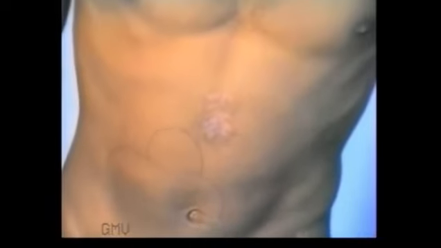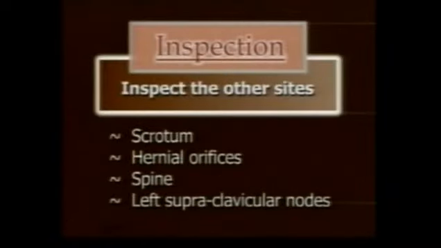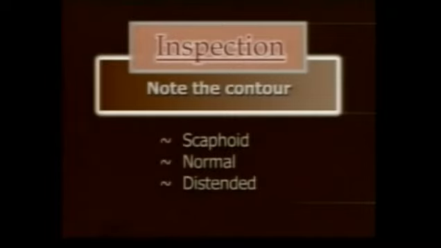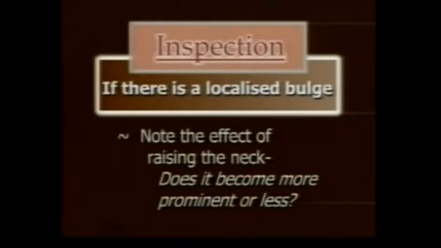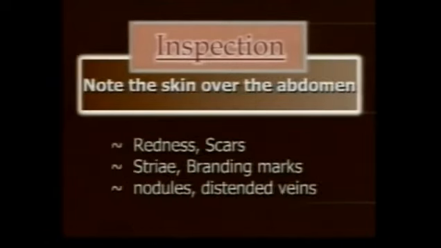This completes the inspection. Remember to inspect the 4 sides out of the abdomen: scrotum, hernial orifices, spine and the left supraclavicular lymph nodes. To revise, on inspection, note the contour of the abdomen, whether scaphoid, normal or distended. Look for a localized bulge, and if localized bulge is seen, note the effect of raising the neck. Inspect the skin for redness, scars, striae, branding marks and dilated veins.